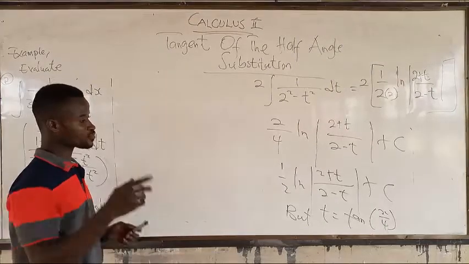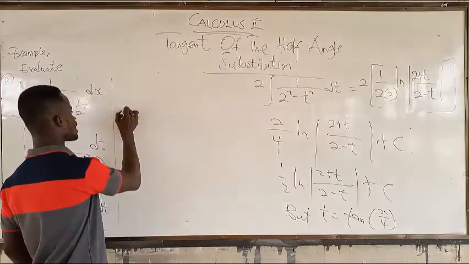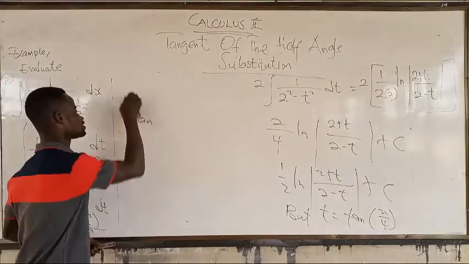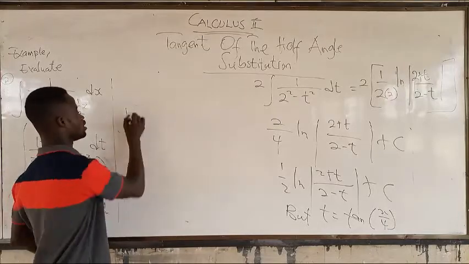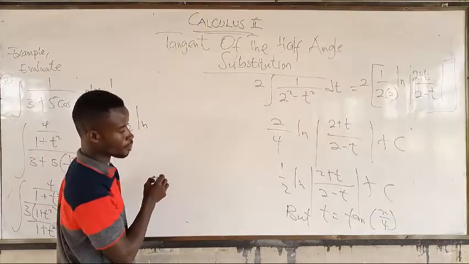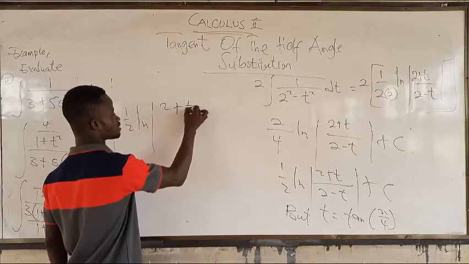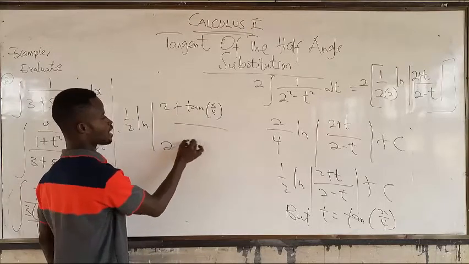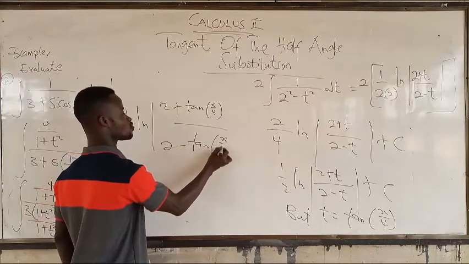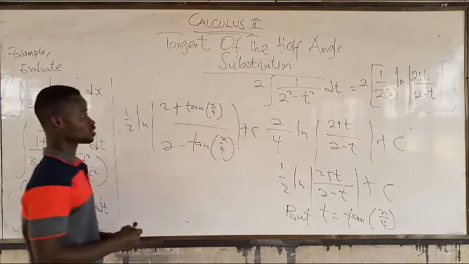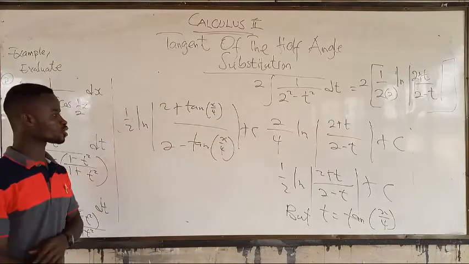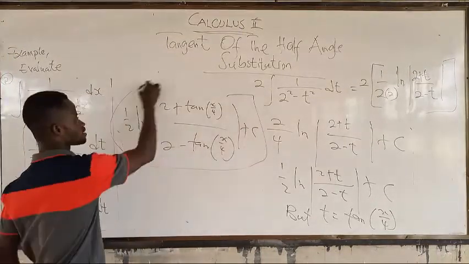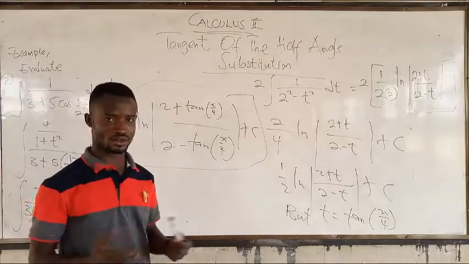But I will give you some questions for you to go and try. So here we got half times, sorry, you think I'm used to writing times in this. Leave it: 2 plus tan s over 4 over 2 minus tan s over 4, plus c. So this is going to be your final answer for that. You can choose to continue to simplify it, but I leave it to this side. Very good. So that is the final answer for our question.